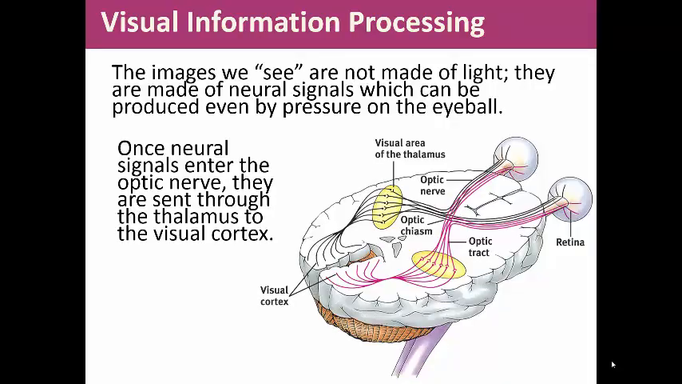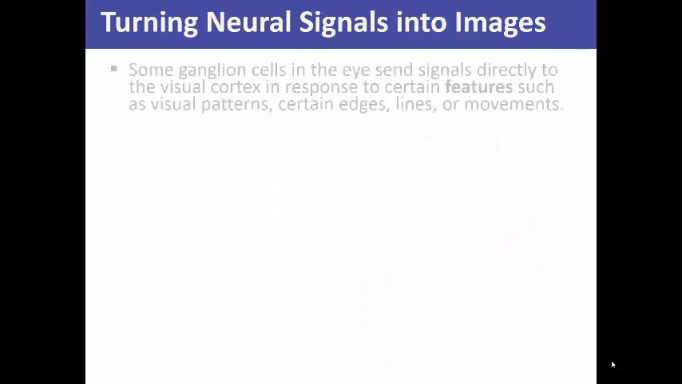So the images that we see are not made of light, they're made of neural signals, which can be produced even by pressure on the eyeball. Once the neural signal enters the optic nerve, it is sent through the thalamus to the visual cortex. If you remember from our previous lecture, that's located at the back of the head. On the right, those are our eyes. The retina goes through the optic nerve, through the thalamus, and then to the visual cortex, and then it repeats that.